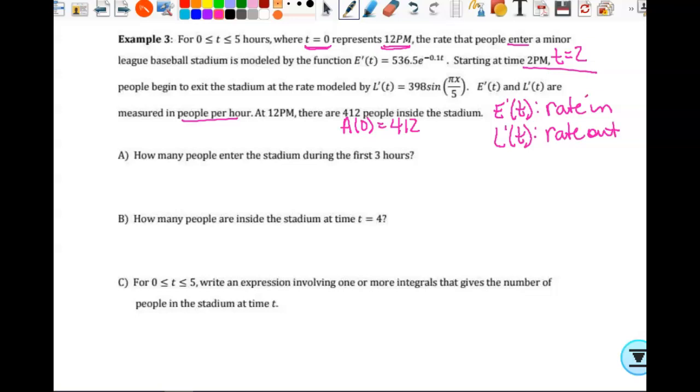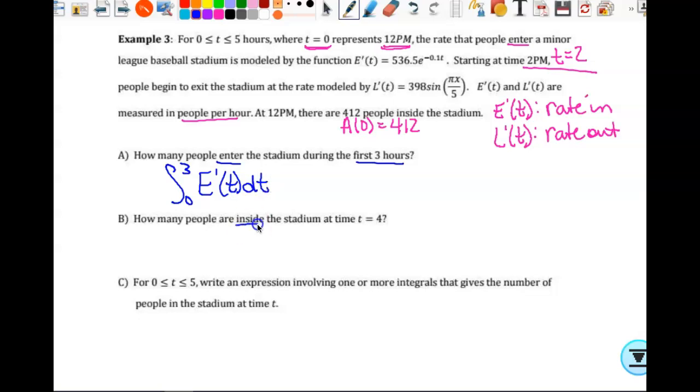All right, so let's see. We're looking at how many people enter the stadium during the first 3 hours. So when it says first 3 hours, the actual time of day doesn't even matter, right? So we are looking for the integral from 0 to 3. All we care about is the entering. So this is e prime of t dt, right? We're good with that? Okay.